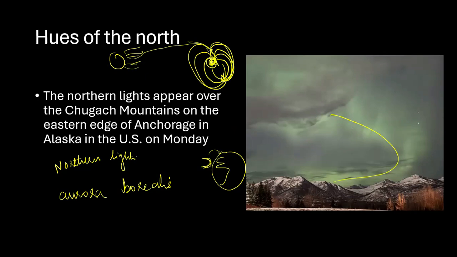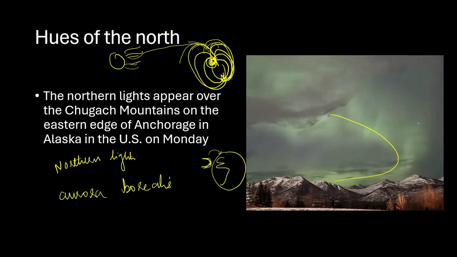And what happens here is, this magnetic field does not allow this solar flare to come inside, and it deflects this particular solar flare. And because of this, it is found not only in the northern hemisphere, or the northern pole, it is also found in the southern pole. In the southern pole, it is called aurora australis. Okay. In the north, it is called aurora borealis, and in the south, it is called aurora australis.